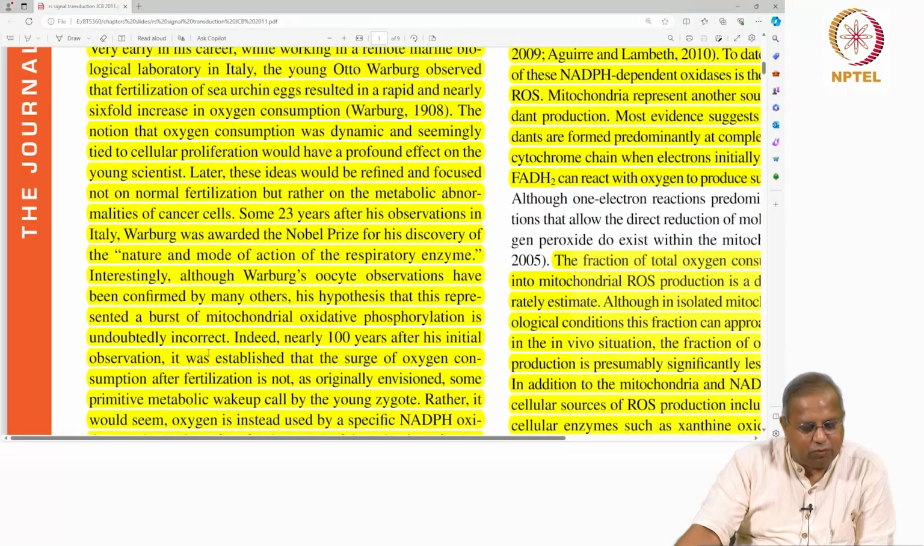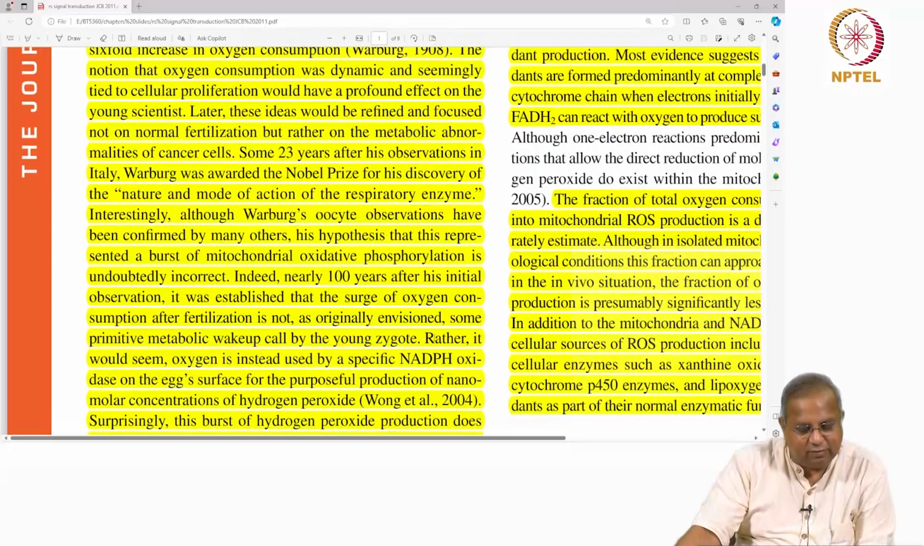Interestingly, although Warburg's observations have been confirmed by many others, his hypothesis that this represented a burst of mitochondrial oxidative phosphorylation is undoubtedly incorrect. Okay, this is a Nobel laureate. Okay, that's perfectly fine. That's science. Indeed, nearly 100 years after his initial observation, it was established that a surge of oxygen consumption after fertilization is not, as originally envisioned, some primitive metabolic wake-up call by the young zygote.